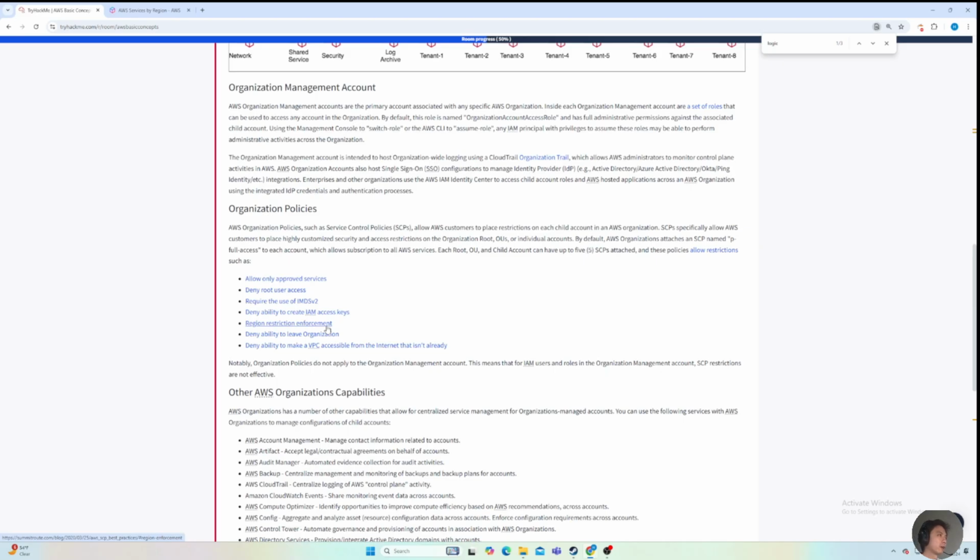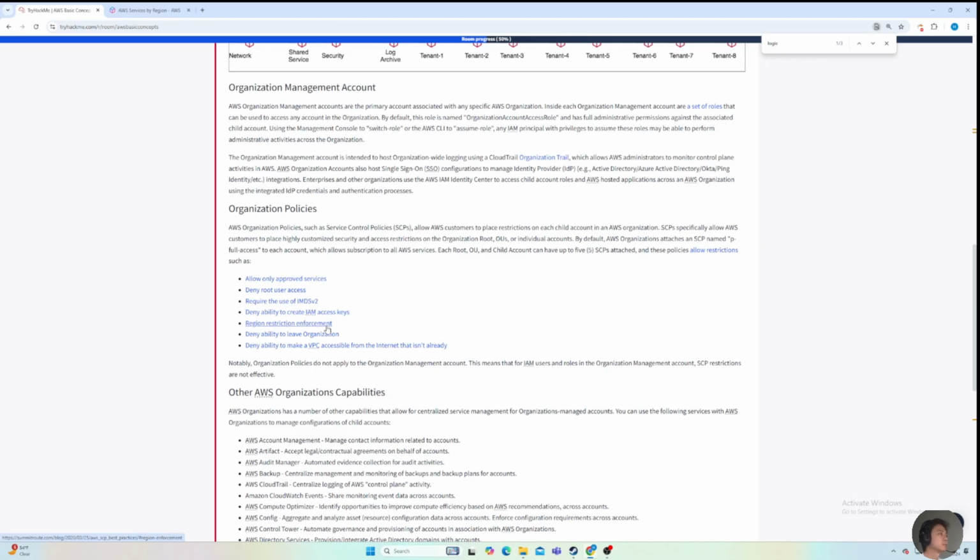AWS organization accounts can also host single sign-on, SSO, configurations to manage identity provider integrations: Active Directory, Azure Active Directory, Okta, Ping Identity, etc. Enterprises and other organizations use AWS IAM Identity Center to access child account roles and AWS hosted applications across an AWS organization using the integrated IdP credentials and authentication processes.